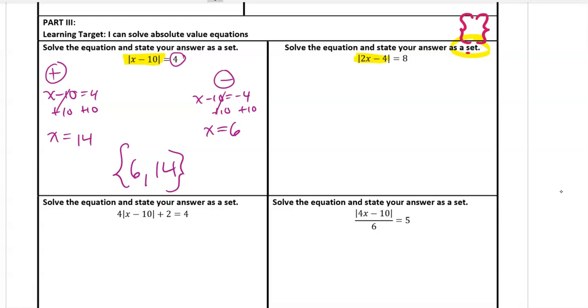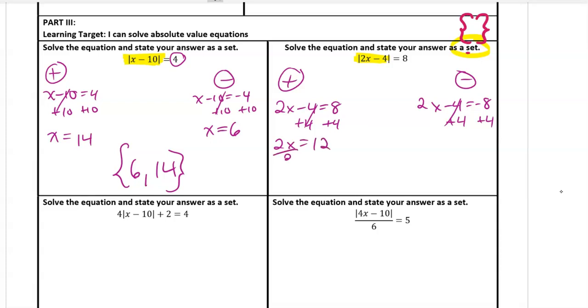So first we need to isolate. Yes, it is isolated. So we can go ahead and start with our 2 solutions. I know it is 2 solutions because the 8 is a +8. We start by adding the 4. And then dividing by 2. Then we write our answers as a set. -2 and 6.